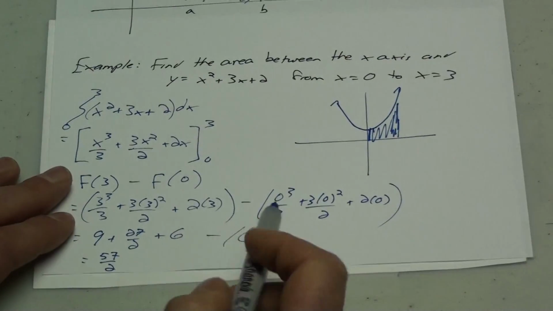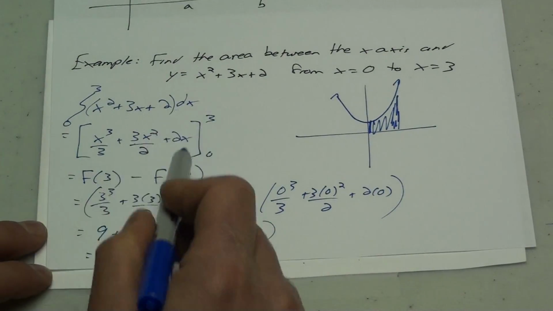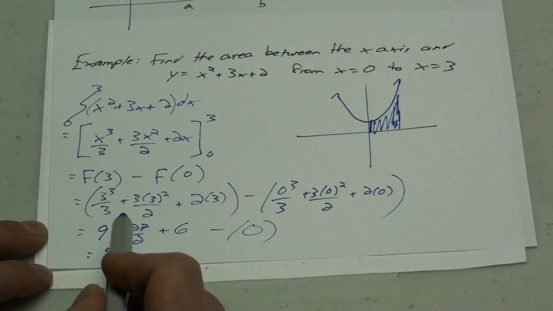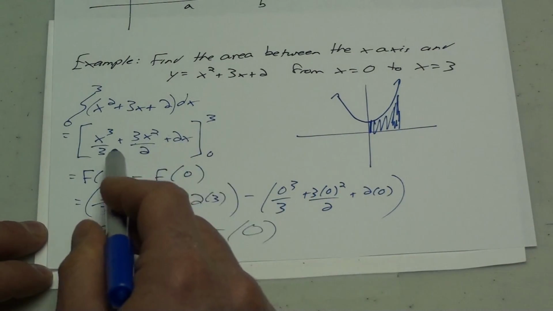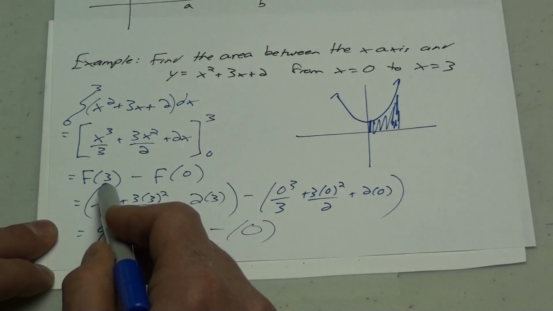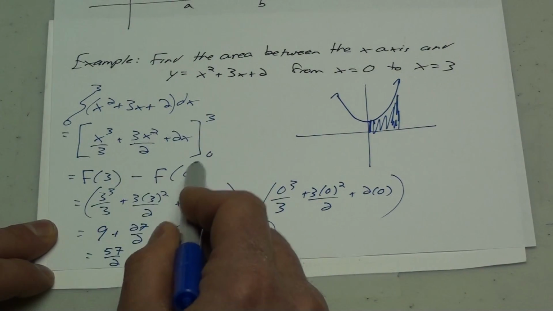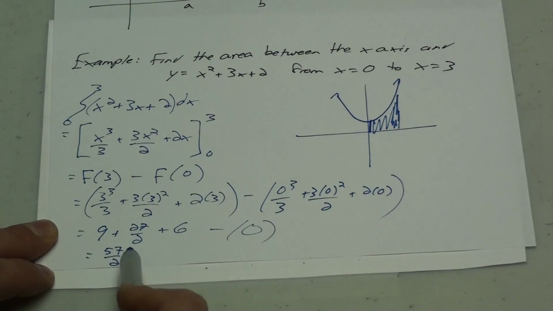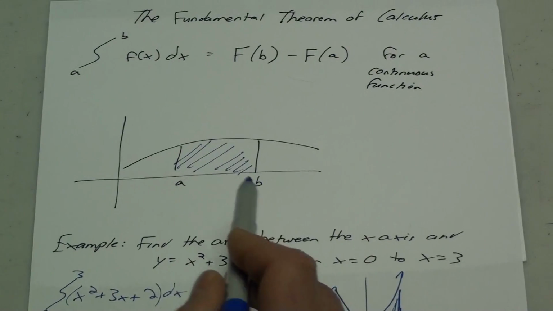Okay, so it's just a matter of taking the antiderivative. You have your interval that you're going from 0 to 3, put in square brackets, then take this antiderivative, plug in your higher value 3, subtract the antiderivative with the lower value of 0, and it's a matter of just evaluating afterwards. This is the fundamental theorem of calculus.